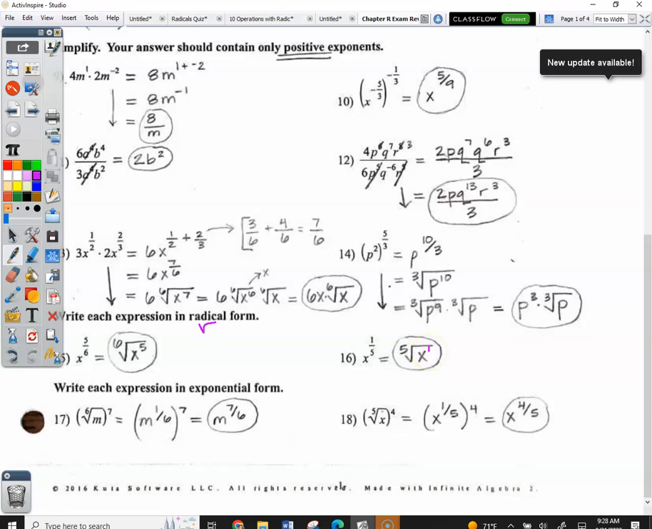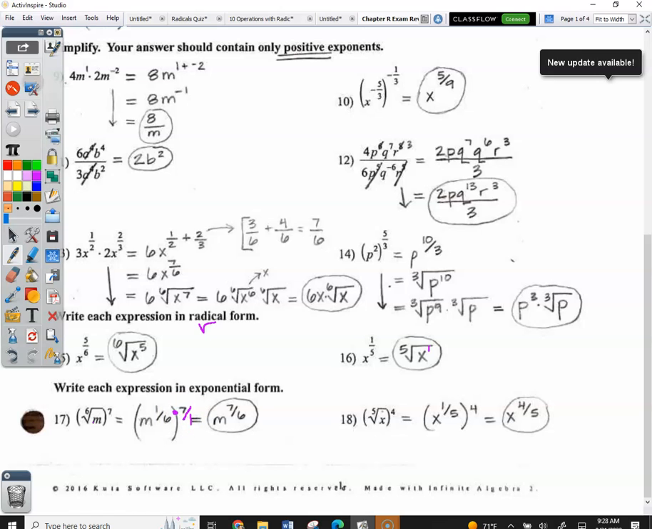This one, it's the 5th root of x to the 1st power. You're just rewriting it. Look right here. Within the parentheses, rewrite it, then use your rules of exponents. So you would multiply. That is 7 over 1. That's why the answer is 7 over 6.